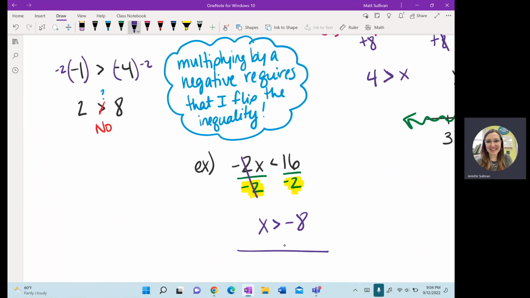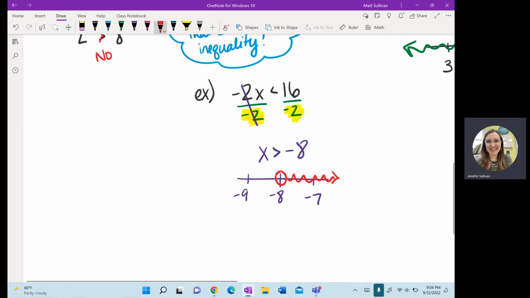So on a number line, I would have -8. Down from -8 is -9. Up from -8 is -7. This one does not have the equal sign, so I'm going to have an open circle, and this is x greater than, so I'm going to shade to the right. That's how this would work.